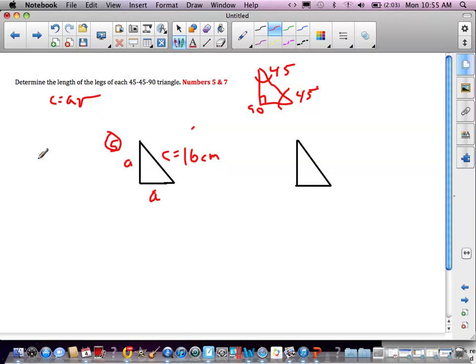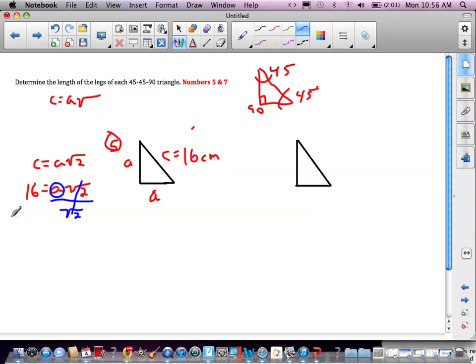Well, I start out with my equation, C equals A square root of 2, and I have to plug 16 in for C. Now what I have to do is get my variable by myself, like we always do in algebra. I need to isolate my variable. I'm trying to find the length of A, so I have to remove the square root of 2. I'm going to divide the square root of 2 out, and then that cancels.